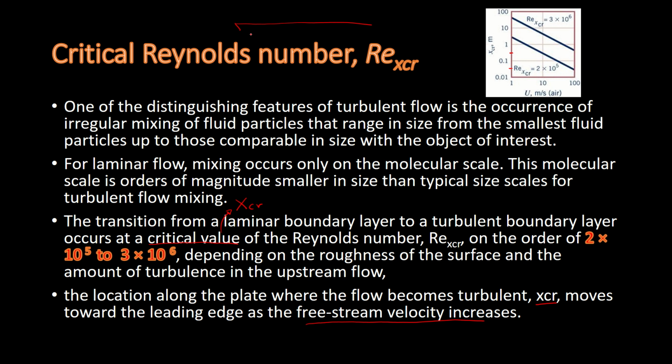Let's say this is your flat plate, and this is your boundary layer. This is the laminar region, and this is where we define x_cr, the location of the critical region. Less than x_cr is the laminar region, and higher than x_cr is the turbulent region.